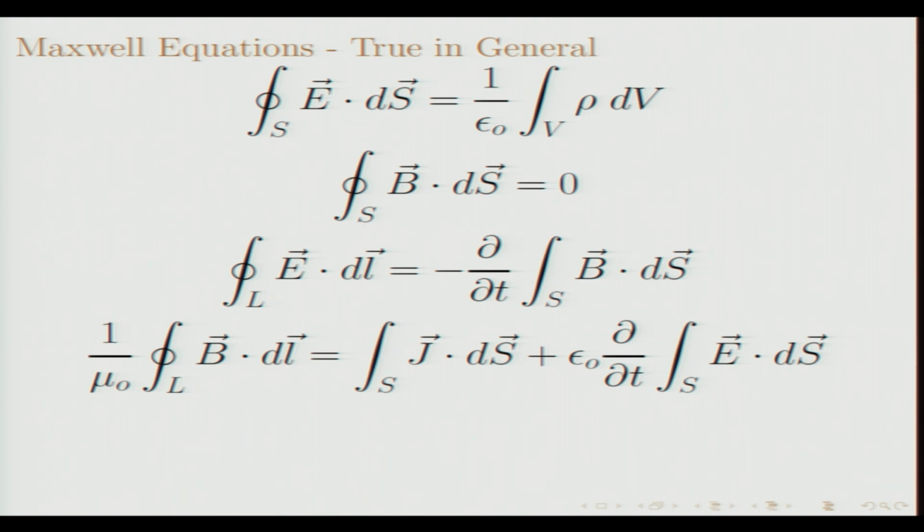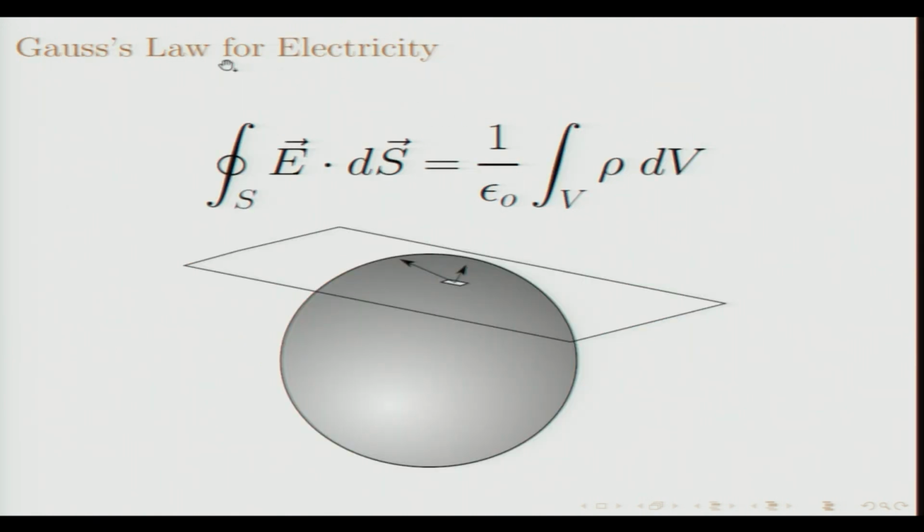For example, the first law is called Gauss's law for electricity. Gauss's law of electricity states that E dot ds over a closed surface is equal to 1 by epsilon naught, the permittivity, into the charge enclosed by this closed surface. So, what you have is rho dV, in that rho is the charge density and dV is the volume element. Now, what does this mean?